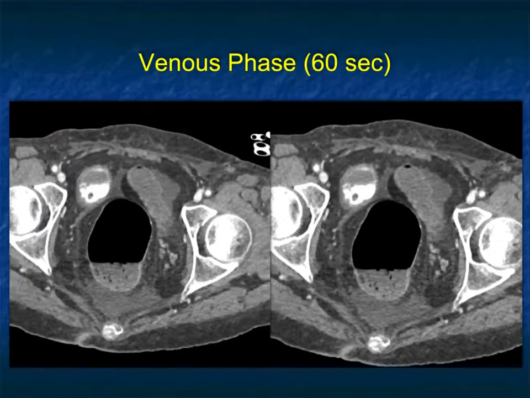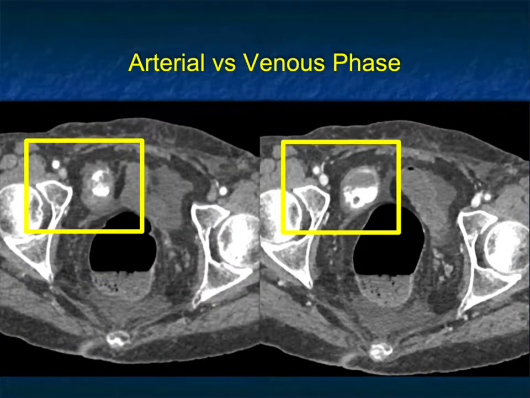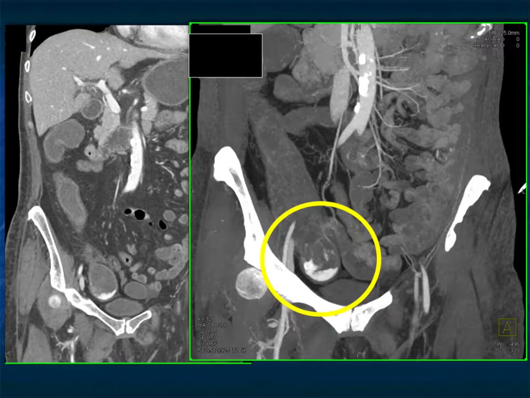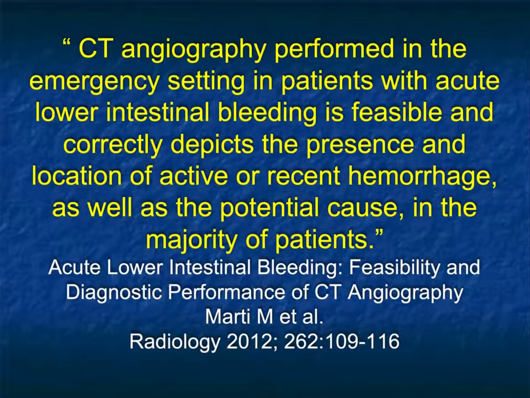You see how the appearance changes. That's classic for a GI bleed. Again, beautifully shown, arterial to venous, beautifully shown on the coronal view with MIP imaging. Again, you need to put images side by side to really appreciate the changes and what specifically is going on.